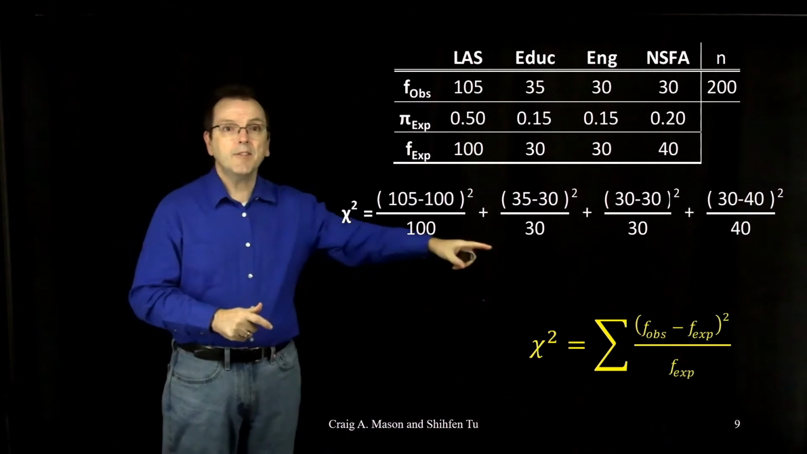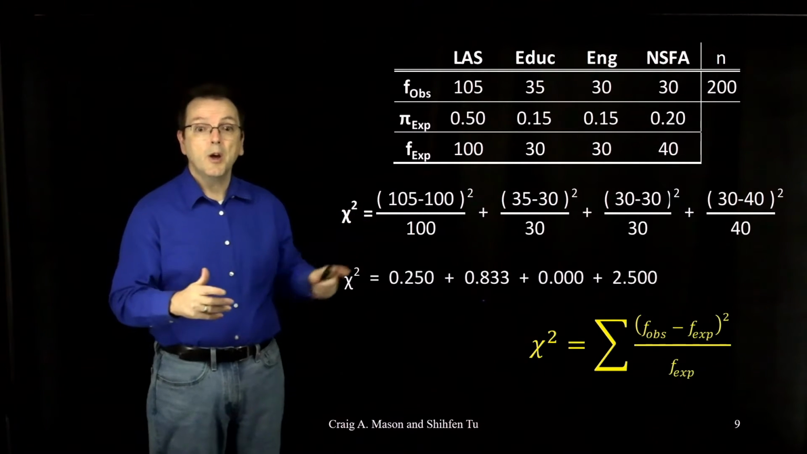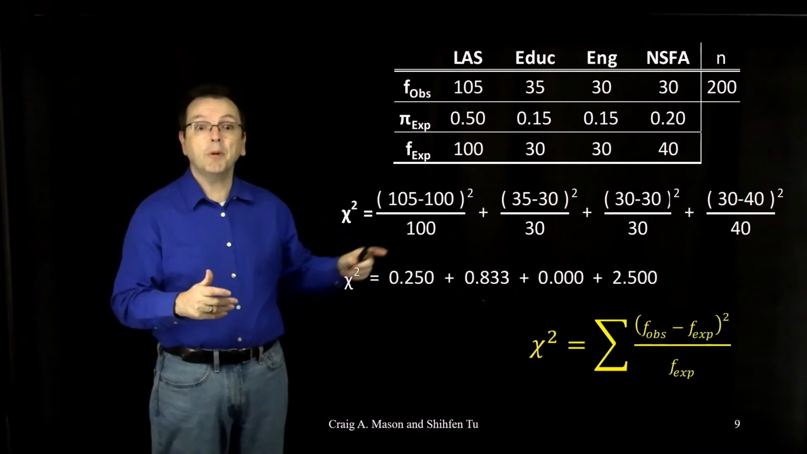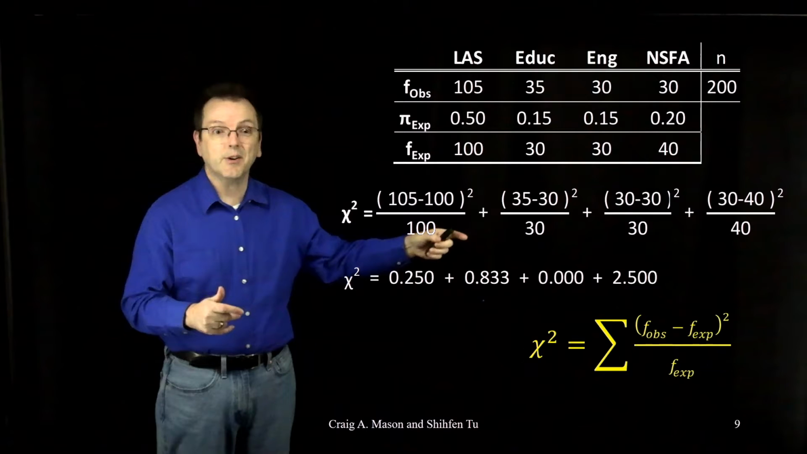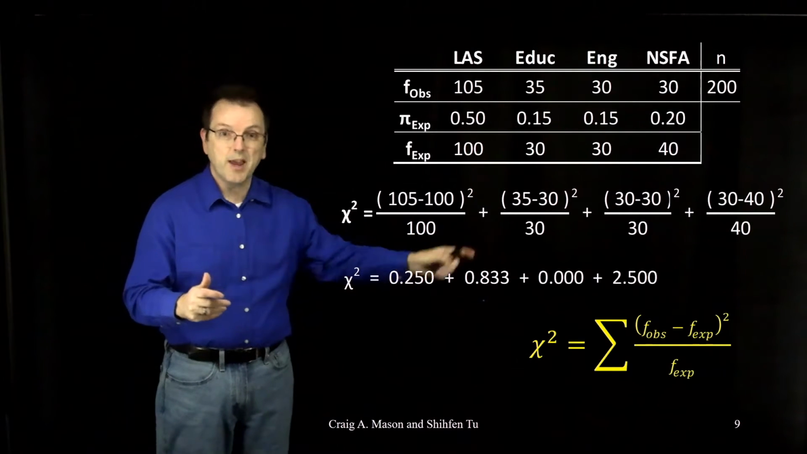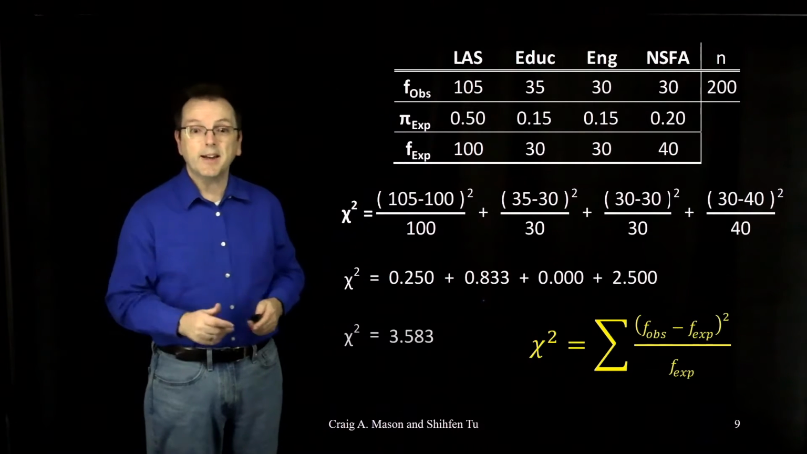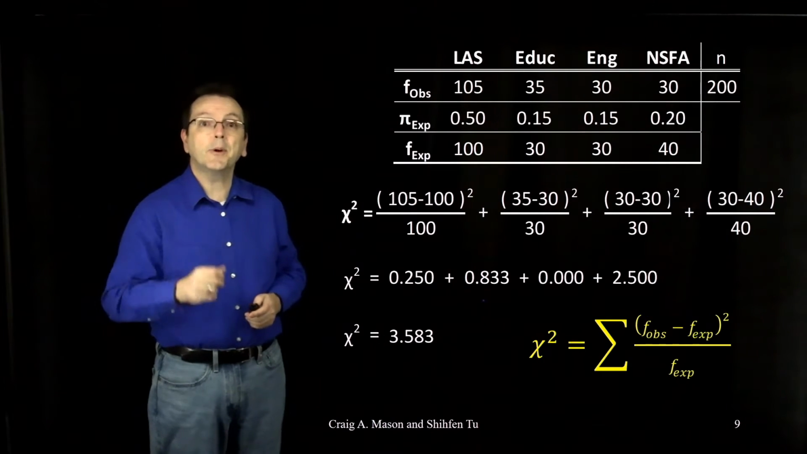If we solve each of those, we get our chi-square is equal to 0.250 plus 0.833 plus 0.000 plus 2.500. If we add all that up, we get our chi-square is equal to 3.583.